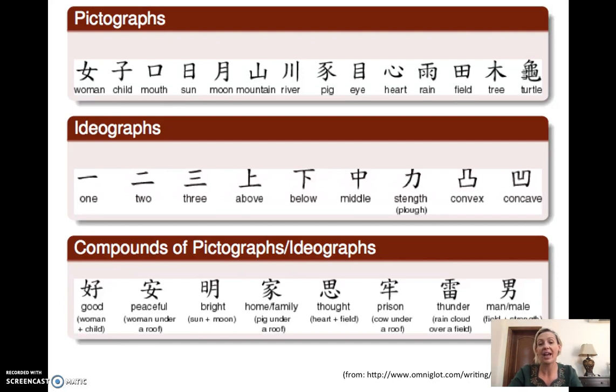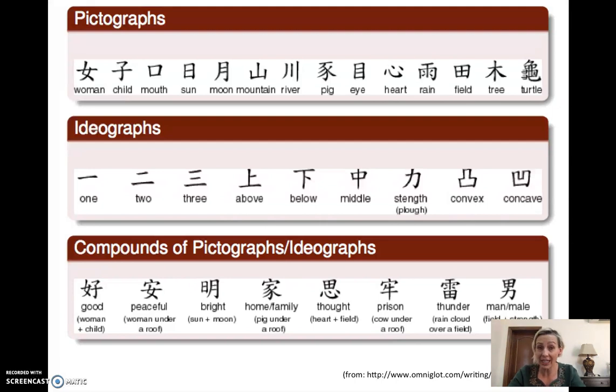Then you also have ideographs, so symbols representing ideas. And finally, you have symbols that combine different pictograms or ideograms. So for example, the word good has a symbol for woman and a symbol for a child, right? So you can put these ideas together, but one symbol means one word.